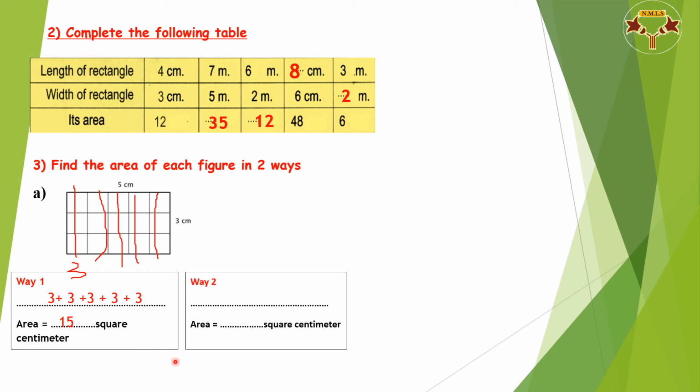The second way, we can say the area of a rectangle equals length times width. Then we can say 5 times 3. From table 5, we will raise 3 fingers: 5, 10, 15. Then the area will be 15 square centimeters.